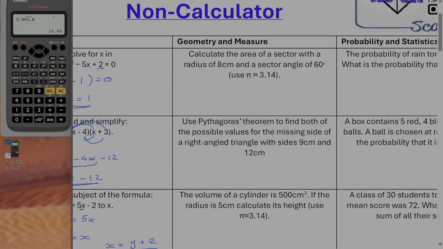Right, calculate the area of a sector with a radius of 8 centimeters and a sector angle of 60 degrees. Use pi is approximately equal to 3.14. That's fine to use. I'm going to use my calculator though. That was just kind of if you didn't have a calculator.